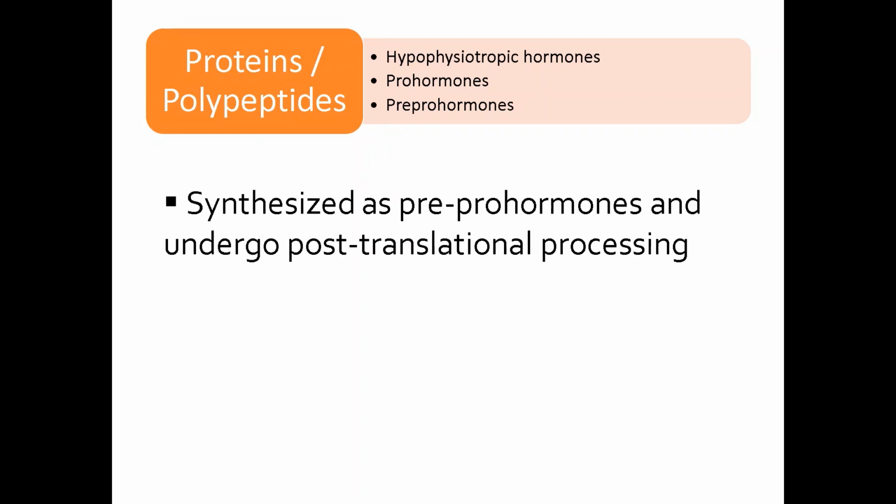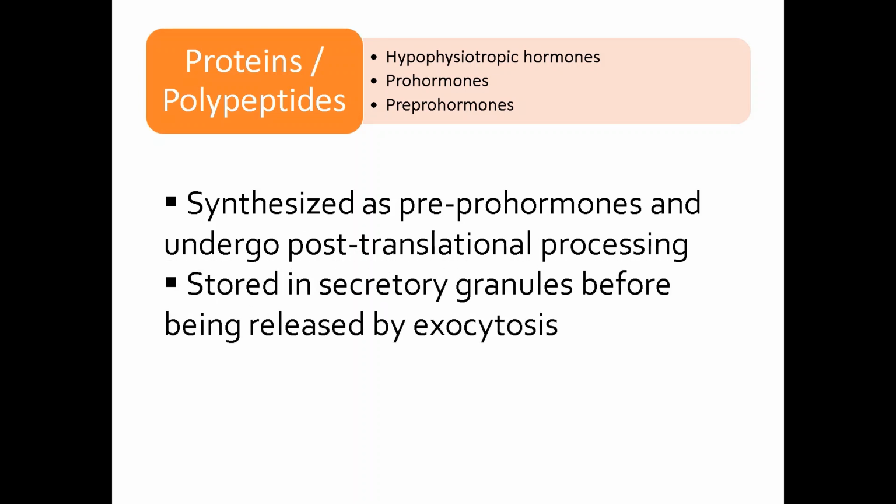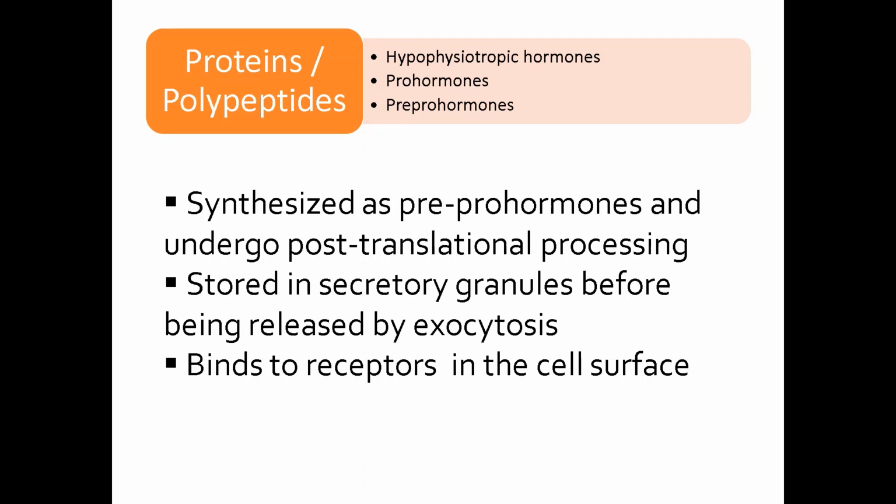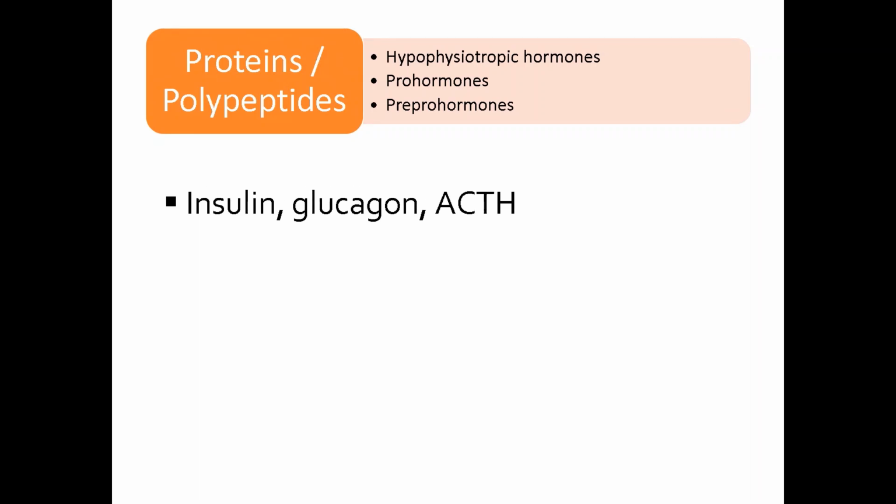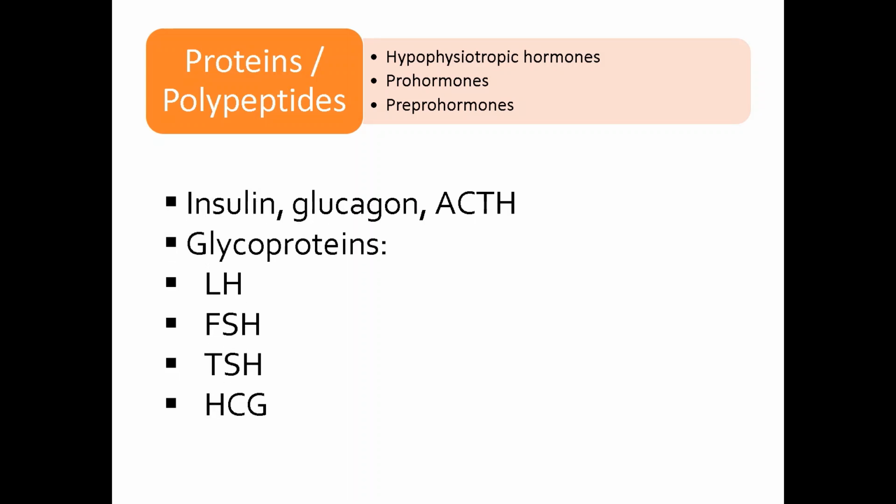They are initially synthesized as pre-pro-hormones and undergo post-translational processing or modifications once they are stored in the vesicles ready to be released. Then they bind to receptors in the cell surface. Examples of these are your insulin, glucagon, and your adrenocorticotropic hormone from the pituitary gland. You also have the other pituitary hormones, which are glycoproteins in nature: the luteinizing hormone, the follicle-stimulating hormone, the thyroid-stimulating hormone, and the human chorionic gonadotropin.